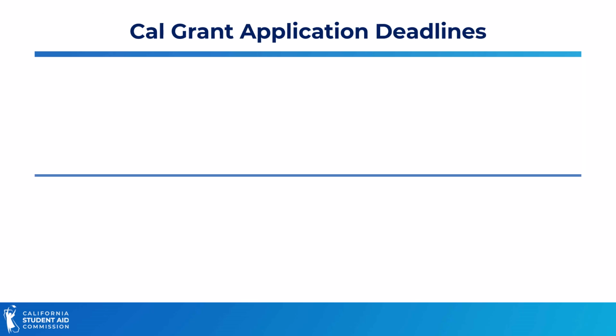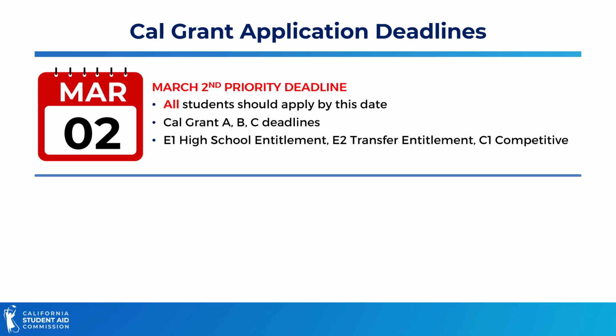Now let's talk about the Cal Grant application deadlines, which there are two. The first is the Cal Grant priority filing deadline of March 2nd. This deadline ensures that all students, high school, college, and returning adult college students can be processed for all award types and award cycles, namely the E1 High School Entitlement Award Cycle, the E2 Transfer Entitlement Award Cycle, and the C1 Competitive Award Cycle. Therefore, all students should be encouraged to apply by March 2nd.